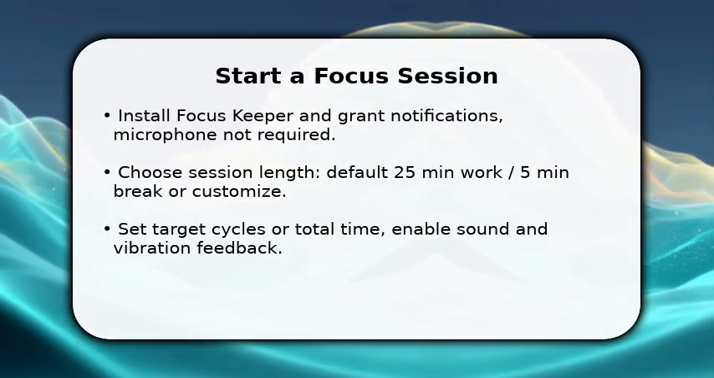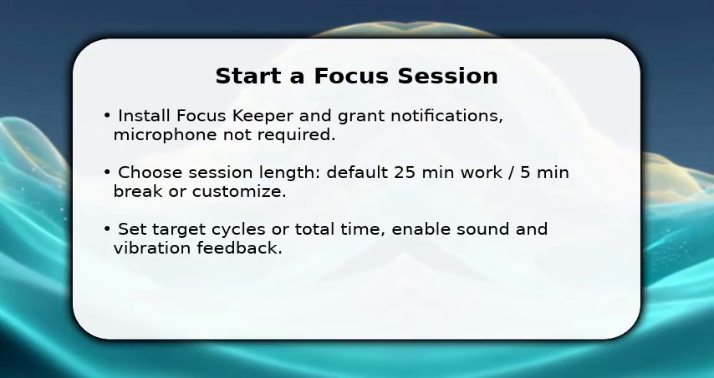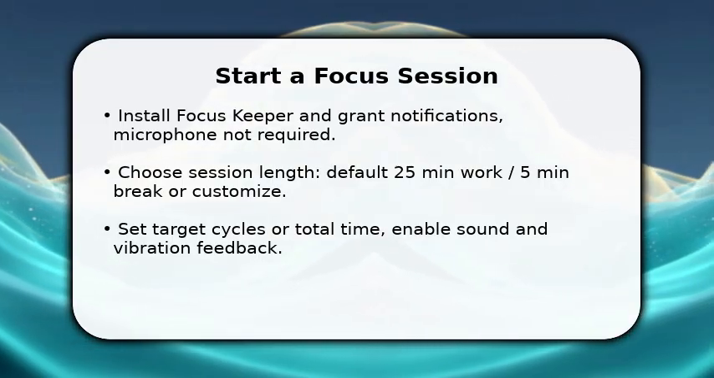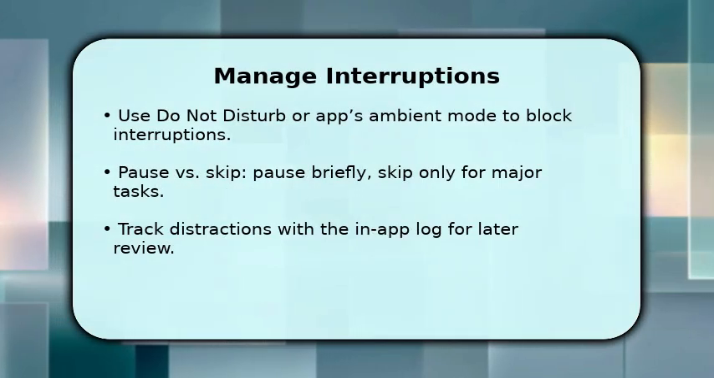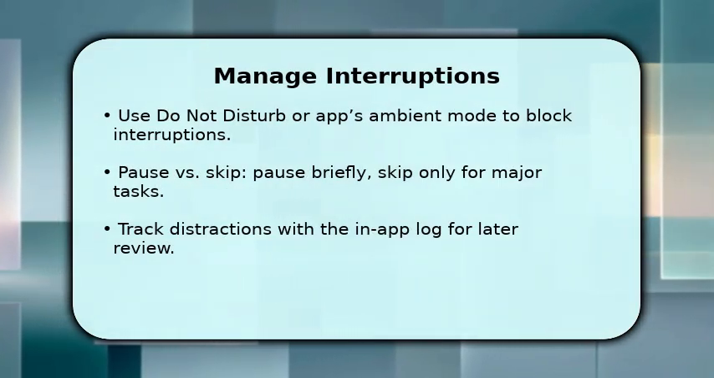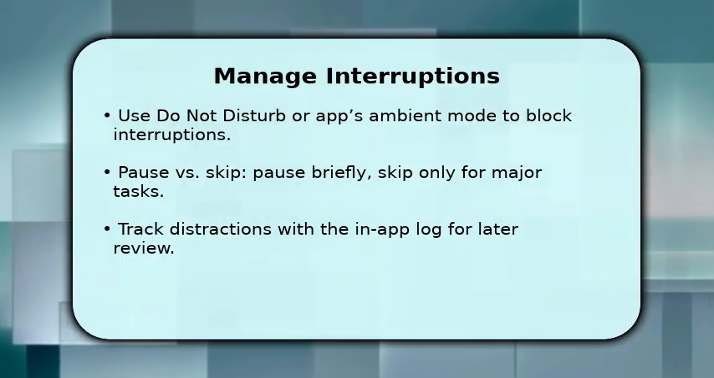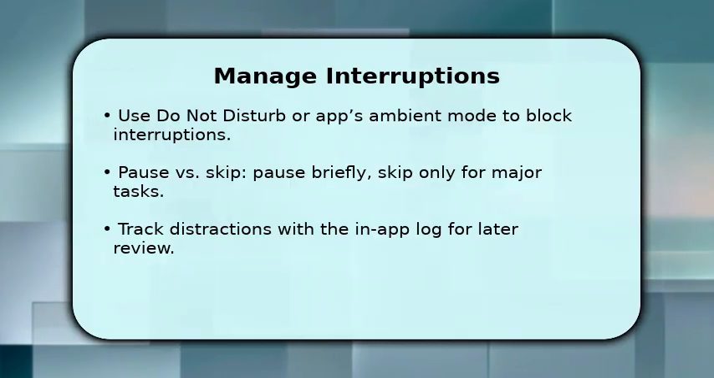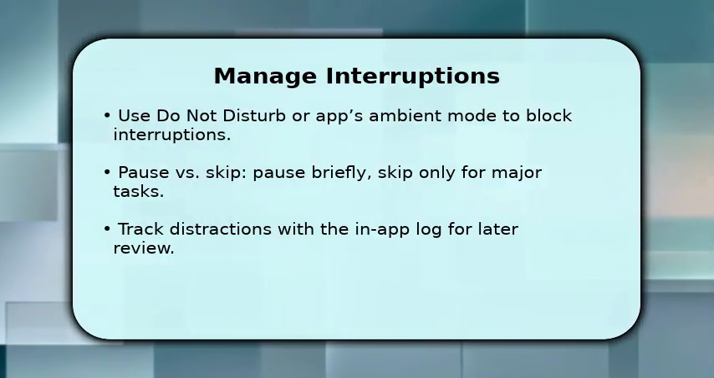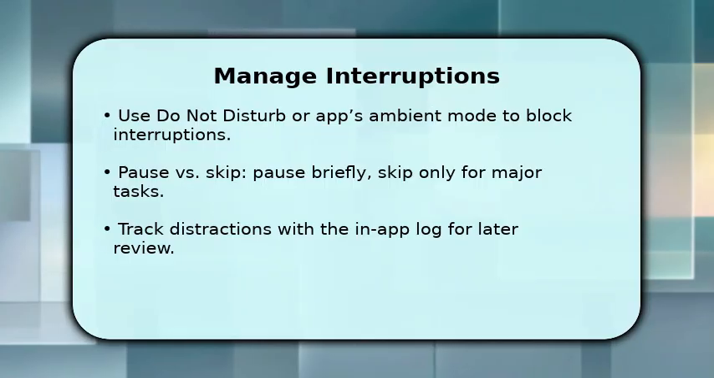Start the timer immediately and commit to the first uninterrupted interval, resisting app switching. As you progress, handle interruptions proactively. Toggle Do Not Disturb or the app's ambient mode to silence alerts. If something genuine comes up, pause the timer briefly. Avoid skipping cycles unless it's critical, because skipping breaks the rhythm.